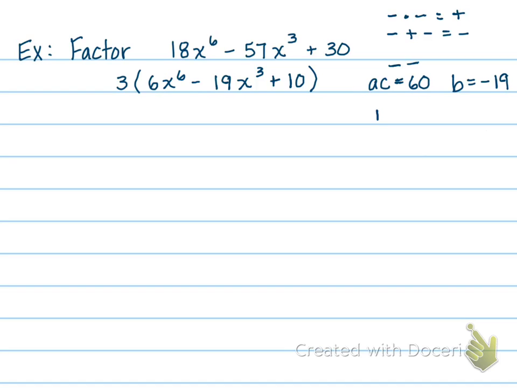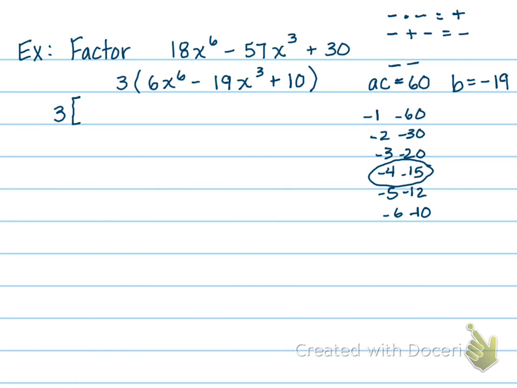So we have 1 and 60, 2 and 30, 3 and 20, 4 and 15, 5 and 12, 6 and 10, 7, 8, 9. Yep, that's it. Make everybody negative. And -4 and -15 work.